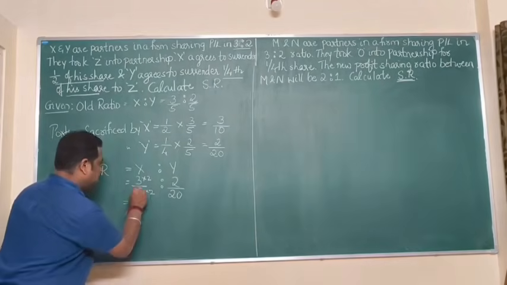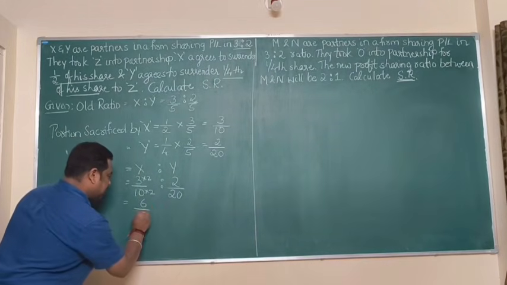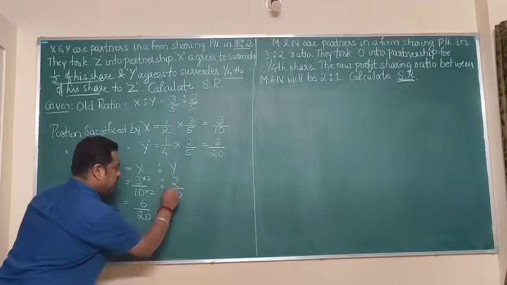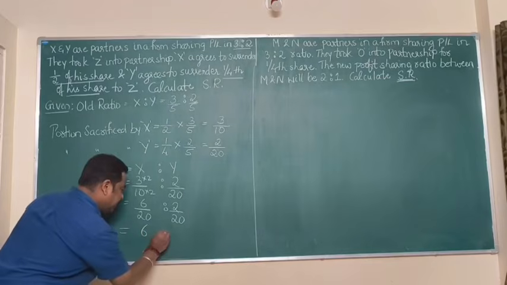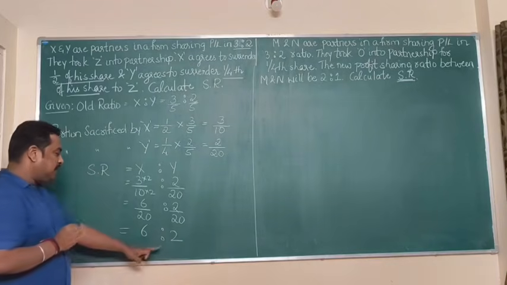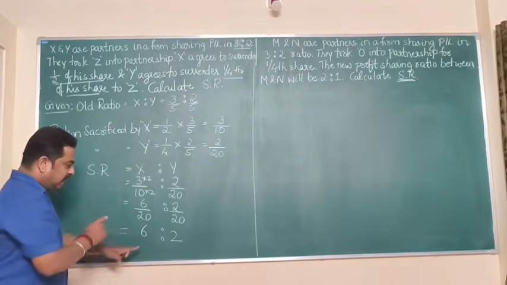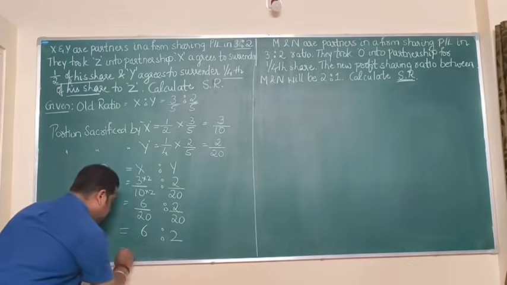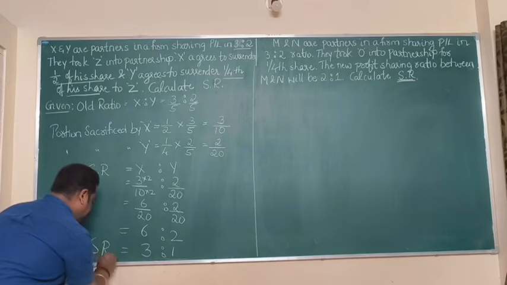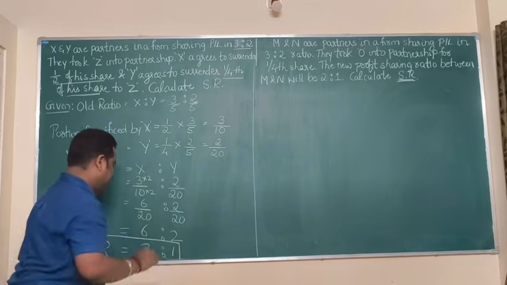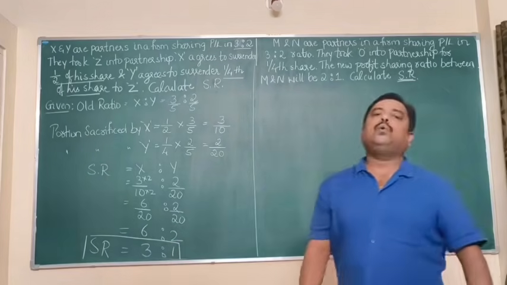So how does it look now? 3 2s are 6. 6/20 is to 2/20. So nothing but 6 is to 2. I think we can simplify this further. I think it cancels by 2. So 2 3s are 6, 2 1s are 2. So the sacrifice ratio, final answer, will be 3:1.